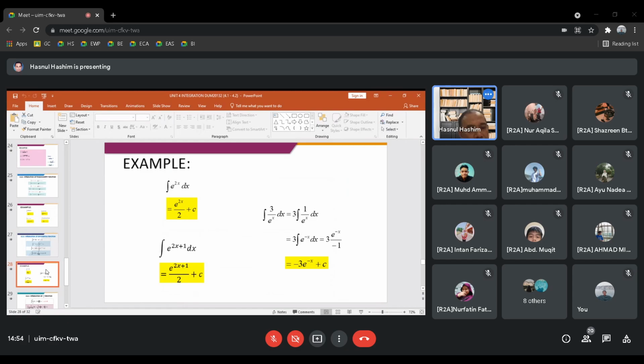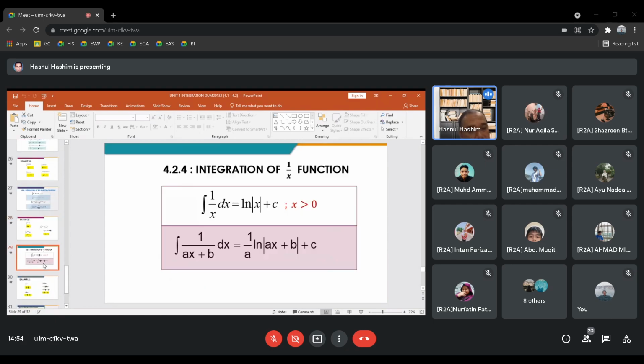For example, here we have e to the power 2x, the integral will be e to the power 2x over 2 plus c. When we integrate 3 over e to the power x, we have 3 e to the power negative x, so we have negative 3 e to the power negative x. And then e to the power 2x plus 1, we have e to the power 2x plus 1 over 2 plus c. Okay.